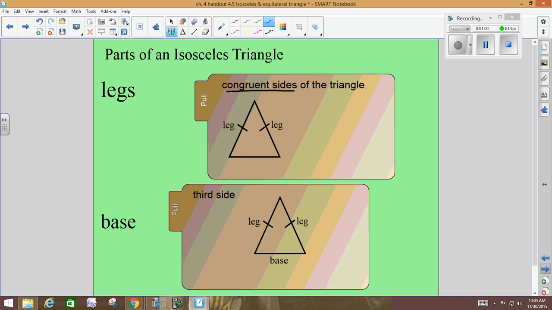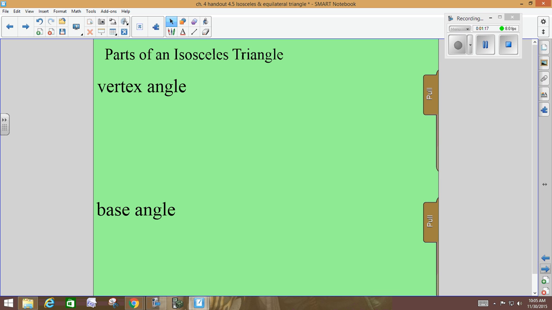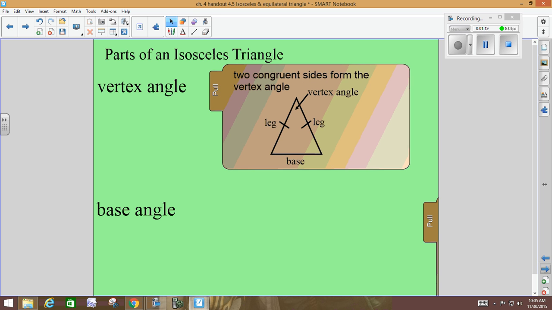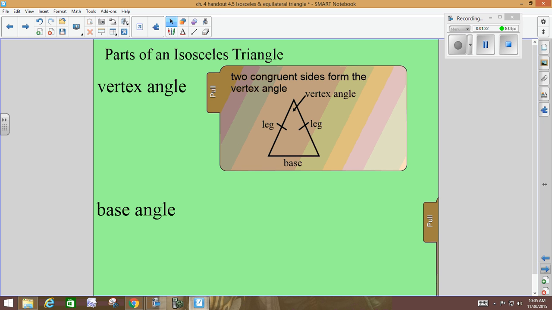Base does not mean bottom, it just means non-congruent side. So if I have an isosceles triangle here in blue, the left side of it is actually the base, because it's the non-congruent side. The angle between the two congruent sides is called the vertex angle. So the legs, the two congruent sides, make the vertex angle.